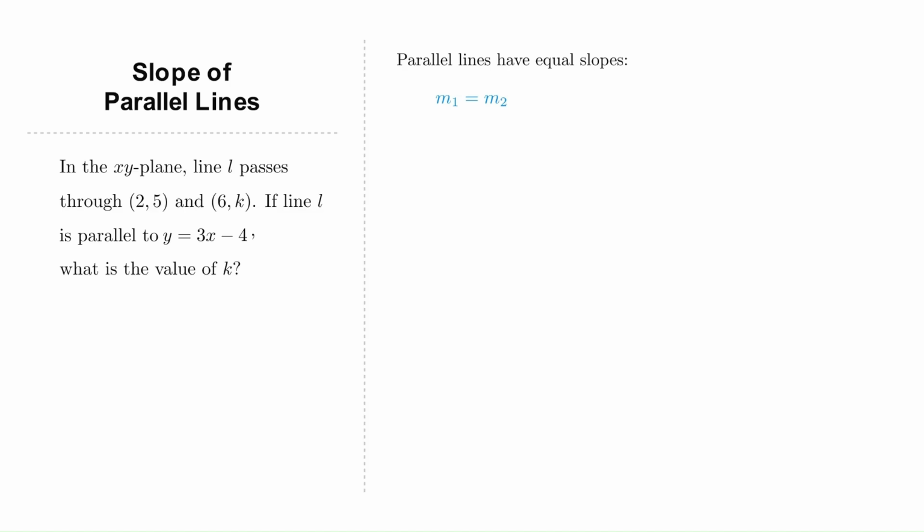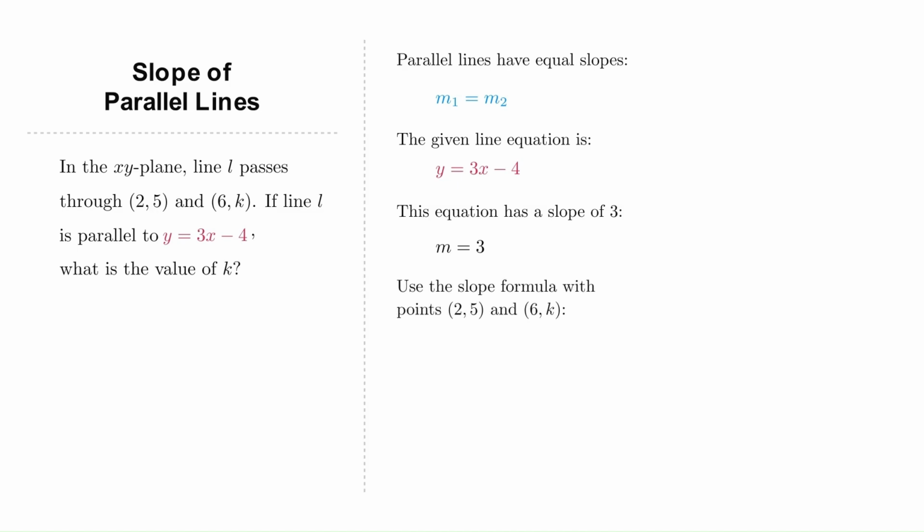This means the slope of line L will be the same as the slope of the given line. The given equation is already in slope-intercept form with its slope equal to 3. Therefore, line L must also have a slope of 3. Next, we use the slope formula with the 2 points on line L, (2, 5) and (6, k), and set it equal to 3. To solve for k, multiply both sides of the equation by 4, and then add 5 to both sides. The correct answer is 17.